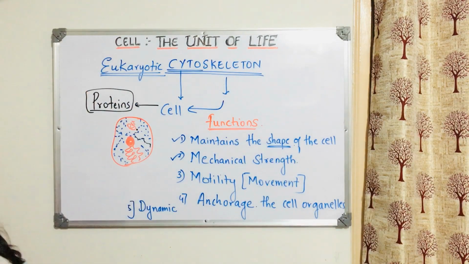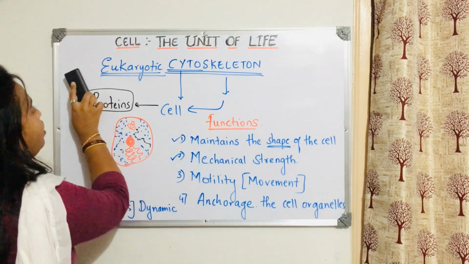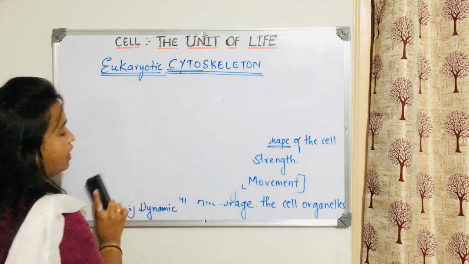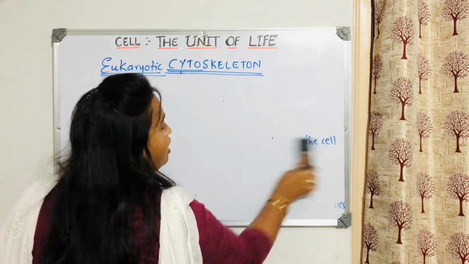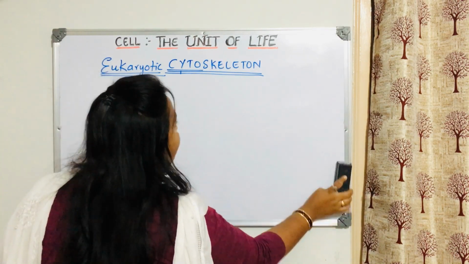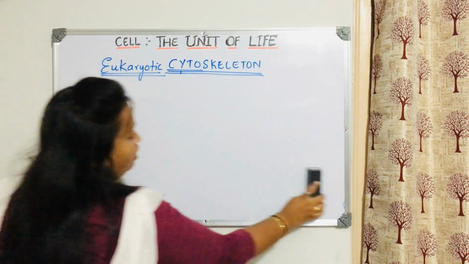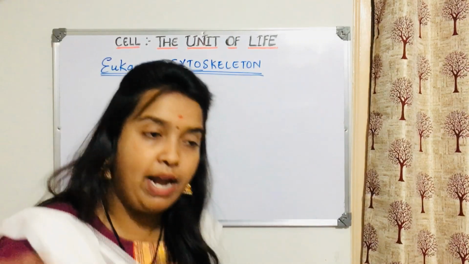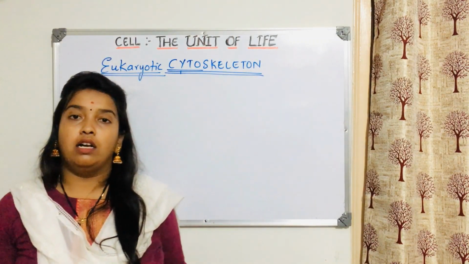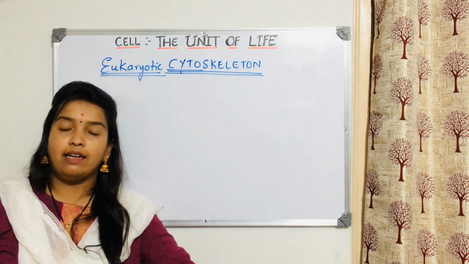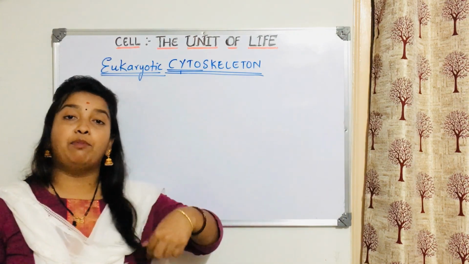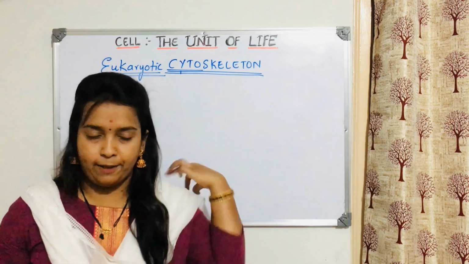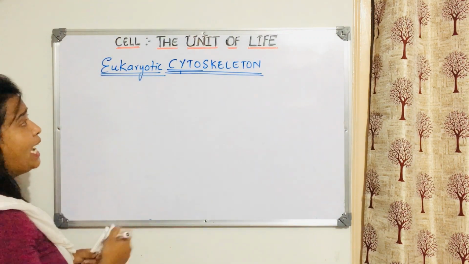Okay, fine. So I'll make it clear. We are talking about the eukaryotic cytoskeleton, and it is made up of what? Cytoskeletons are skeleton-like structures. They are made up of proteins. And we saw 3 M's, 3 important functions: maintaining the shape of the cell, mechanical strength, it provides mechanical strength, and the third thing is motility, it provides movement. And we are going to still talk about how it helps in movement. Fine. So which are the 3 types of?